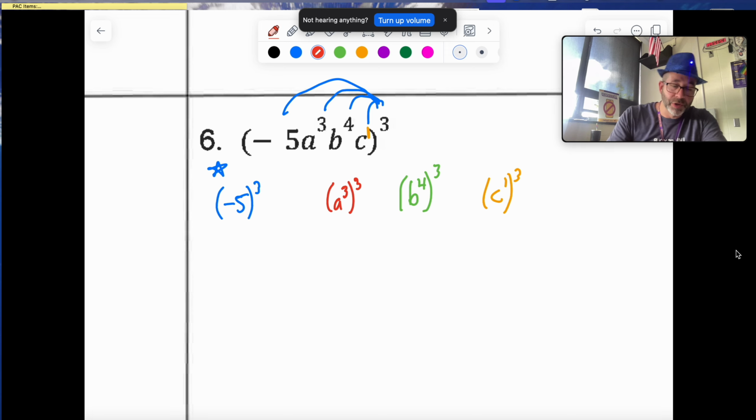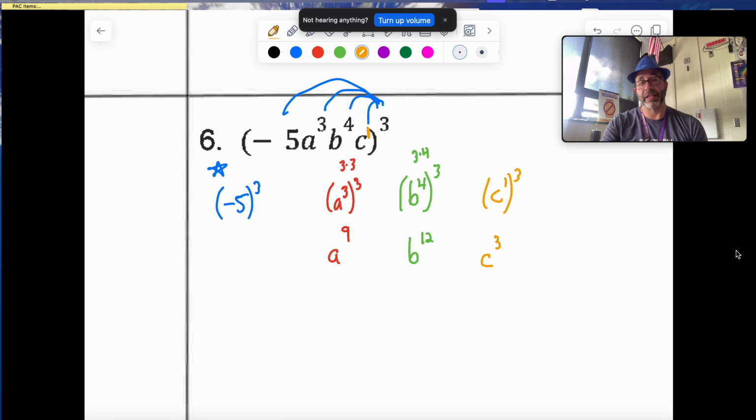Okay? Do the easy stuff first. This will be a to the ninth. Remember, it's just 3 times 3, so just a to the ninth. Let me write that better. My numbers and letters look the same. And then for the b's, we've got b to the 3 times 4, which is going to be 12. And then for the c's, we've got c to the 1 times 3, which is 3.